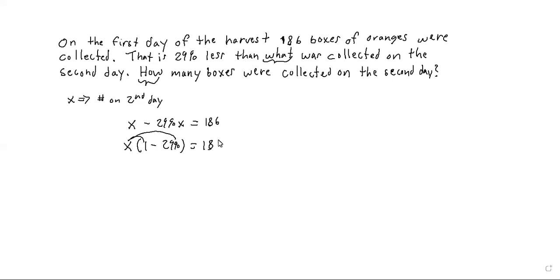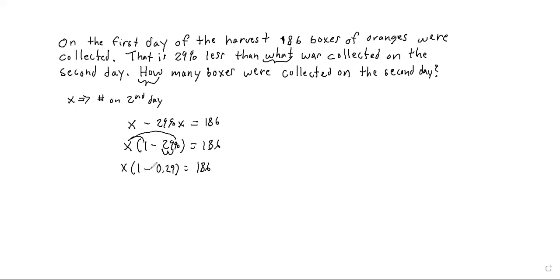And this equals 186. Now we're going to go ahead and simplify this, right? So we get X times 1. Oh, before we can do that, we have to remember that whenever we have a number written as a percent, we cannot do any arithmetic with that, so we have to rewrite that number as a fraction or a decimal. The way we do that is we drop the percent sign and we move the decimal place two places to the left. So 1, 2. So it's going to be X times 1 minus 0.29 equals 186. Then we simplify using PEMDAS.